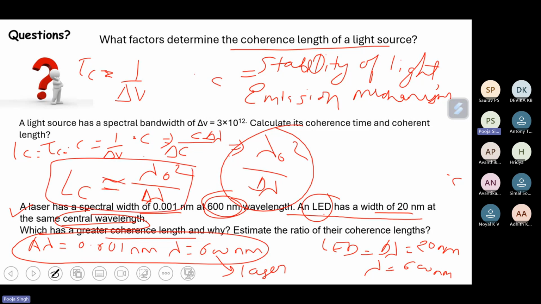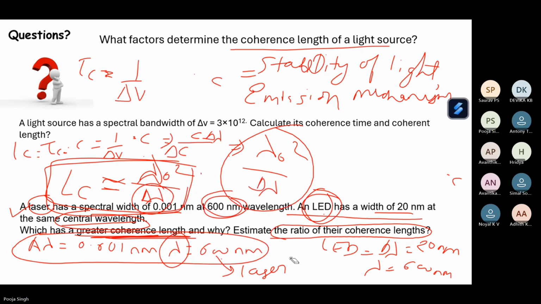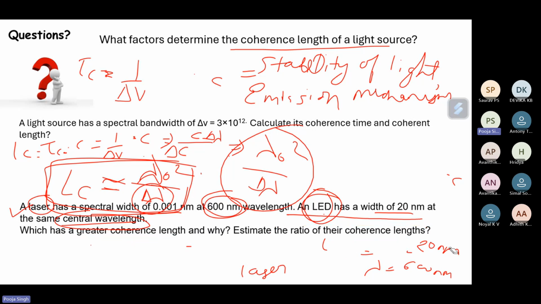So when you put in this value, you have been given delta lambda and you have been given lambda also. Physically, what we know is that a laser will always have a higher coherence length as compared to the LED. What we need is basically the ratio of the coherence lengths. So when you solve this, let me erase this.